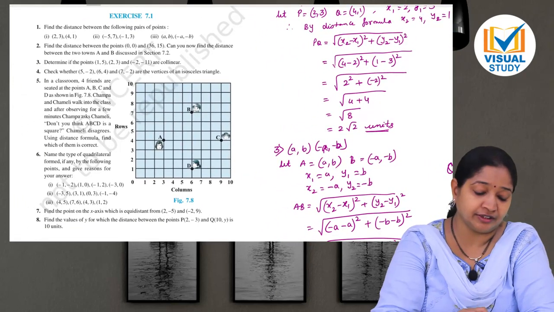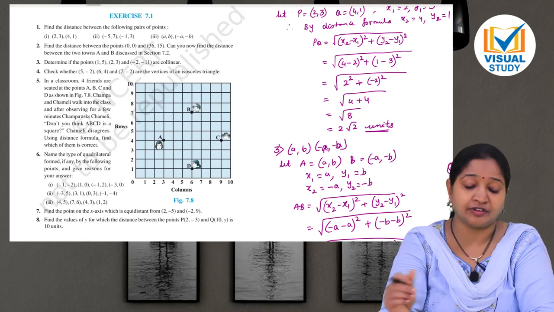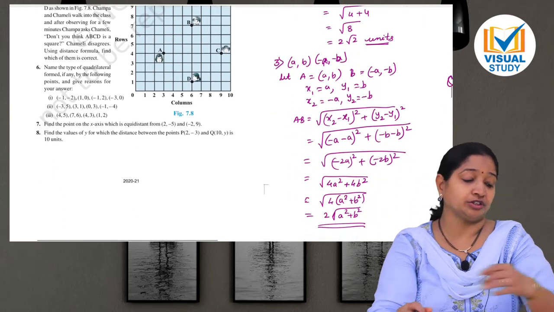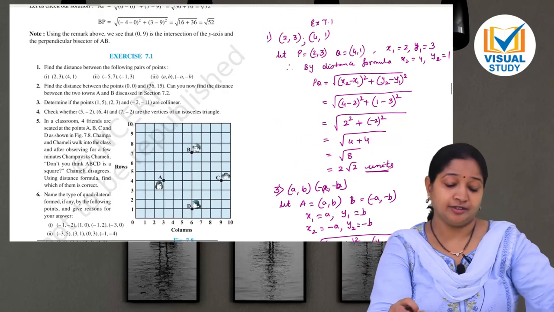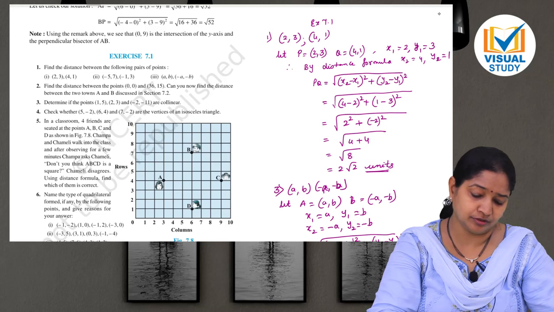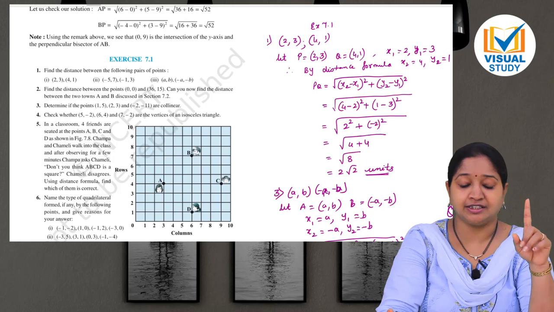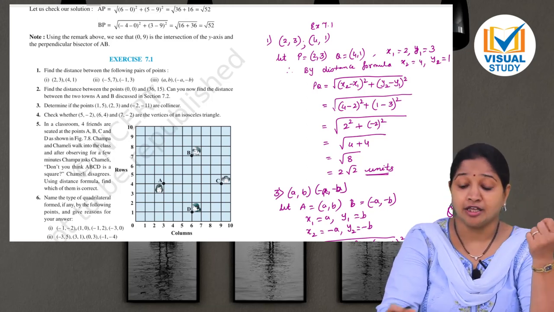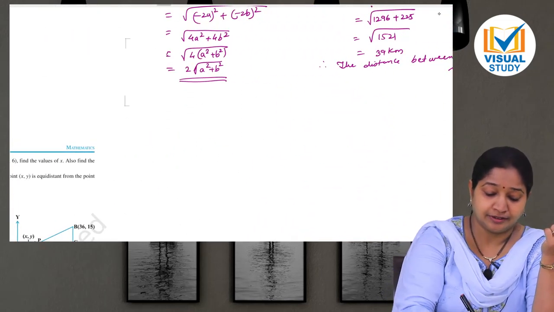Check whether (5, -2), (6, 4) and (7, -2) are the vertices of an isosceles triangle. Before solving this question, what is an isosceles triangle and what are the rules for it? No, before that we have question number 3. Very sorry. If the points (1, 5), (2, 3) and (-2, -11) are collinear.